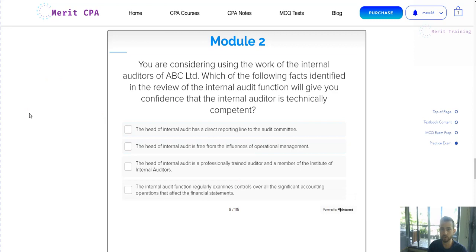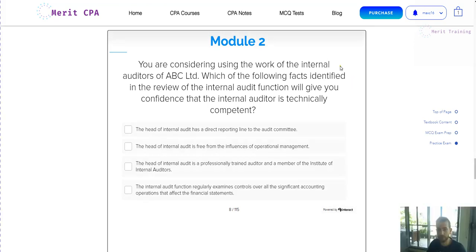You are considering the work of the internal auditors of ABC Limited. Which of the following facts identified in the review of the internal audit function will give you confidence that the internal auditor is technically competent? A, the head of internal audit has a direct reporting line to the audit committee. B, the head of the internal audit is free from the influences of operational management. C, the head of internal audit is a professionally trained auditor and a member of the Institute of Internal Auditors. And D, the internal audit function regularly examines controls over all the significant accounting operations that affect the financial statements.